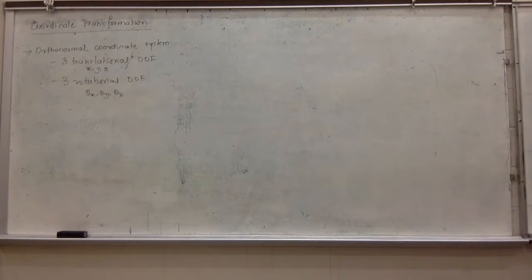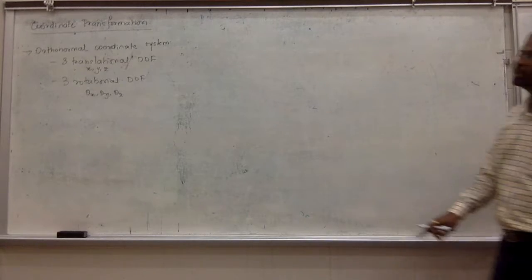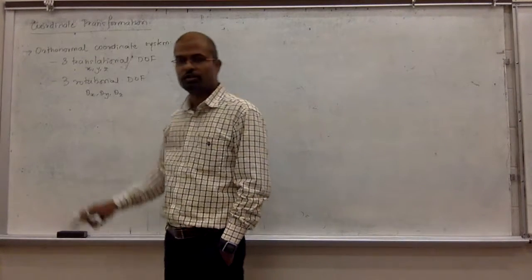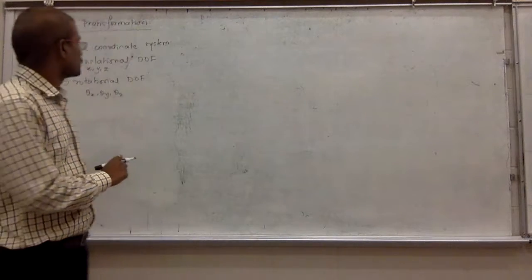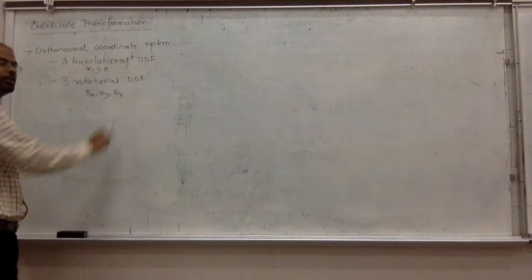For example, my position here with respect to B would be described as so many units in the x direction, so many units in the y direction, so many units in the z direction. Think about each of this as 1 unit. And you do the same thing with 3 rotational degrees of freedom, which is angles. So many degrees, so many degrees. Here it is so many units and so many degrees.